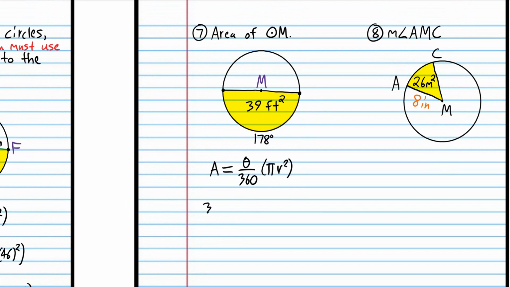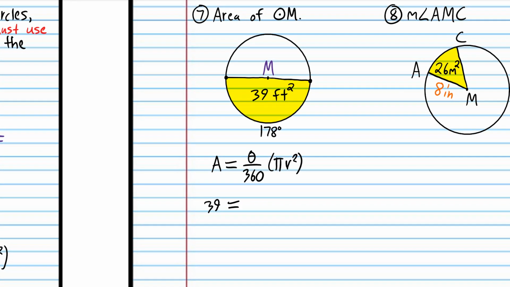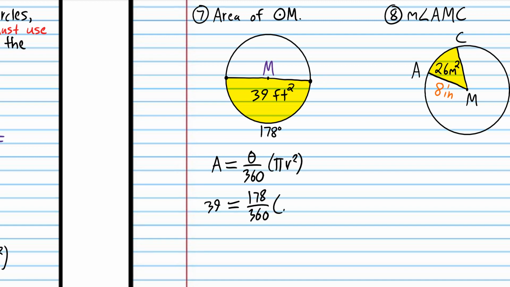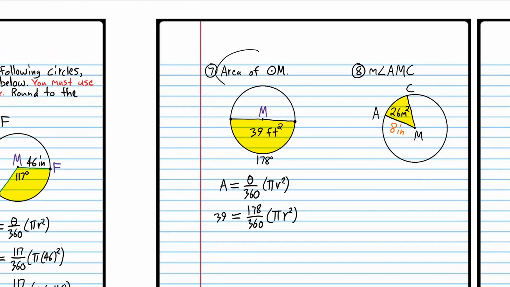So area we have is 39, theta we have is, we know that this arc measure is 178, so that means the corresponding central angle must be 178 also. That's just the definition of arc measure. It's equal to the corresponding central angle. So that would be 178 divided by 360 times pi times the radius squared. And so what are we looking for? We're looking for the area of circle M.